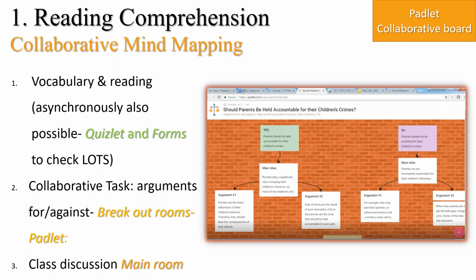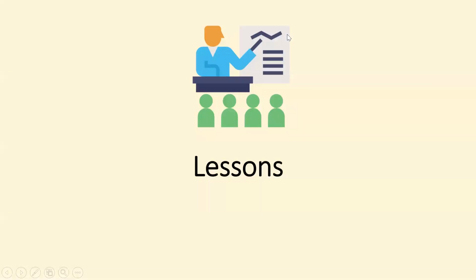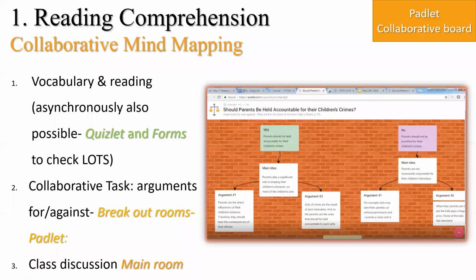So here are examples for lessons, okay? First of all, this Padlet activity was done for reading comprehension after having read a text from the book that we had. I don't remember which one it was now. Okay, never mind. So vocabulary reading, this could be done asynchronously, definitely. We don't need to have students read out loud unless we want to practice that in class.